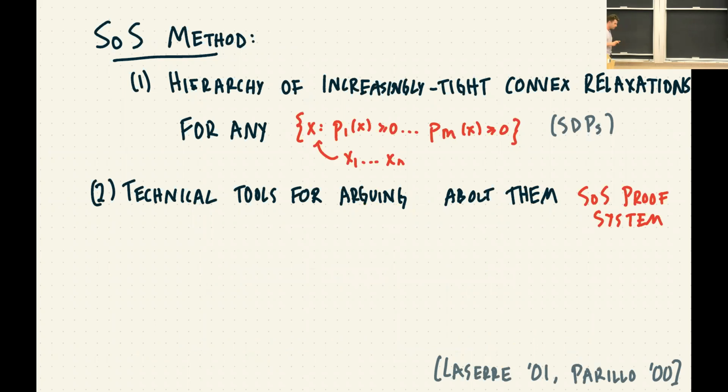So that's the first thing that the SOS method is. The second thing is these convex relaxations. They turn out to be large semi-definite programs, and it's pretty mathematically challenging if you just work with them directly to argue that they have any interesting properties. And so we need a technical toolkit for arguing that this relaxation has such and such a mathematical property. And SOS provides a technical toolkit for arguing about these relaxations via convex duality. We'll see it in a moment. The main tool is called the SOS proof system. It's a certain restricted proof system that lets you make arguments about the convex relaxations. I'll clarify in a second.